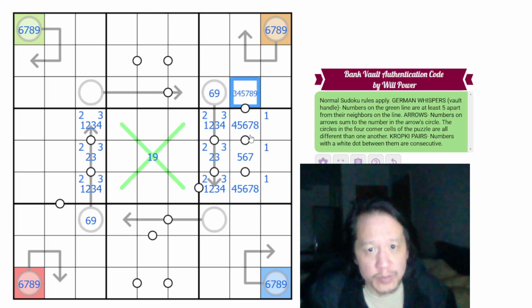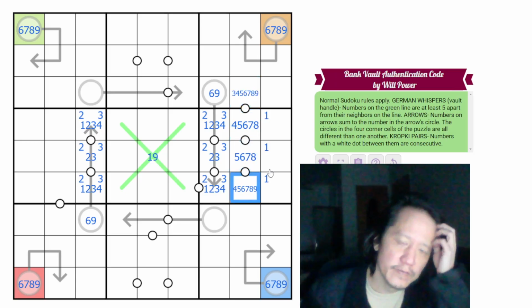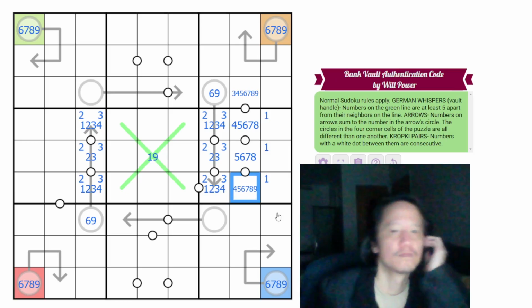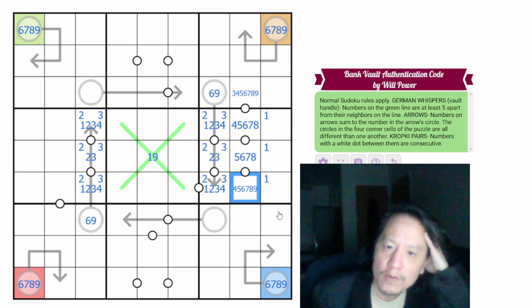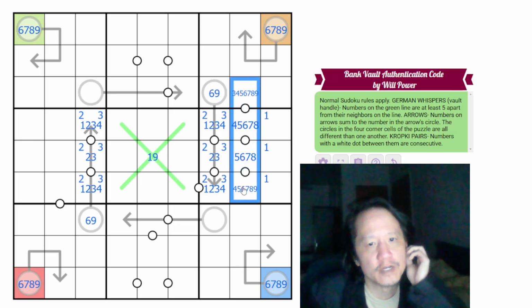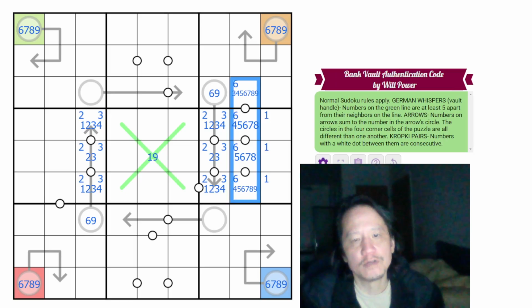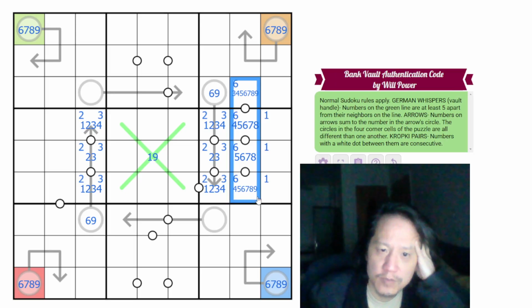And this is the lowest this could be for 6, 7, 8, 9. Okay, so this is either 3 through 6, 4 through 7, 5 through 8, or 6 through 9. Either way, there's a 6 in one of these 4 cells. We're not sure, though.